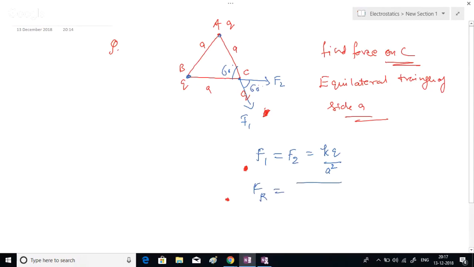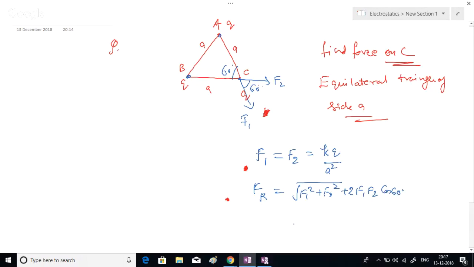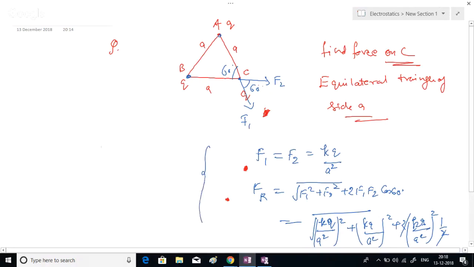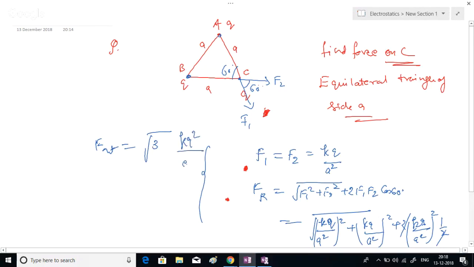So the resultant is under root of F1 square plus F2 square plus twice F1 F2 cos theta, with theta 60 degrees. Each force is kq square by a square, and cos 60 is 1 by 2, so the 2 and 2 cancel. The answer is root 3 k q square by a square. Yes, q square will be there, since q1 q2 gives kq square. Okay, next question.